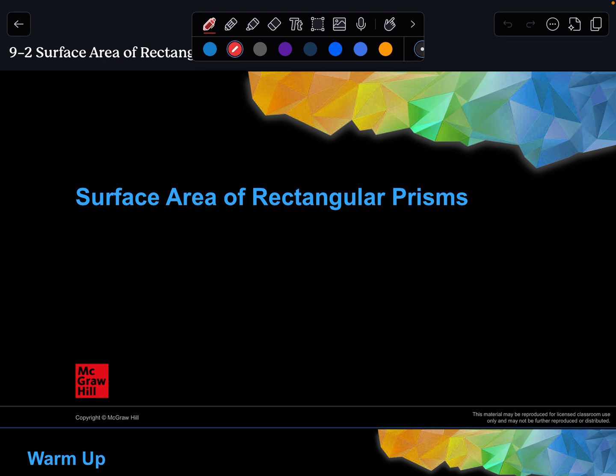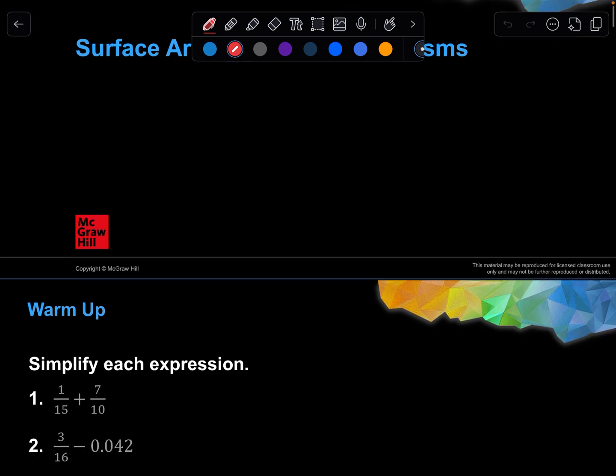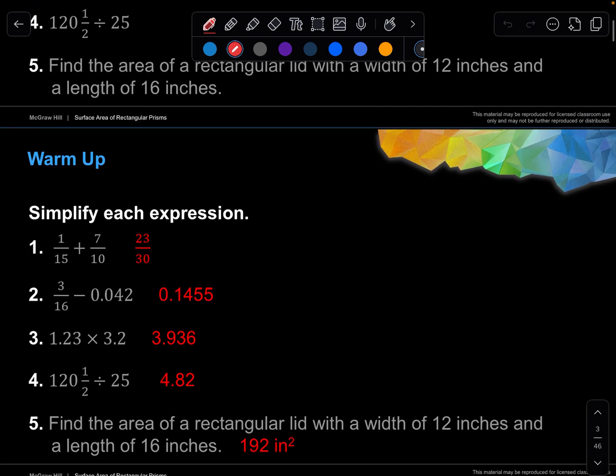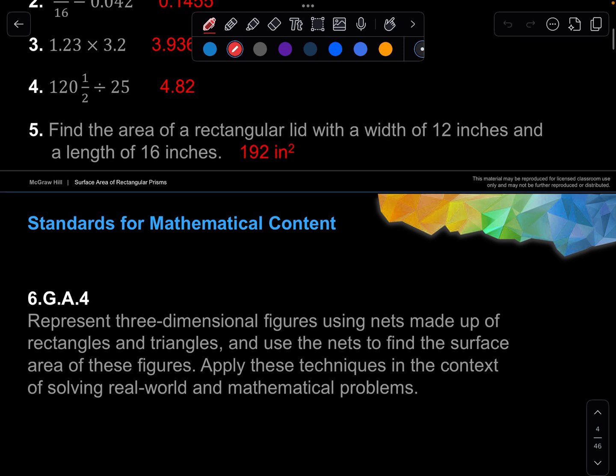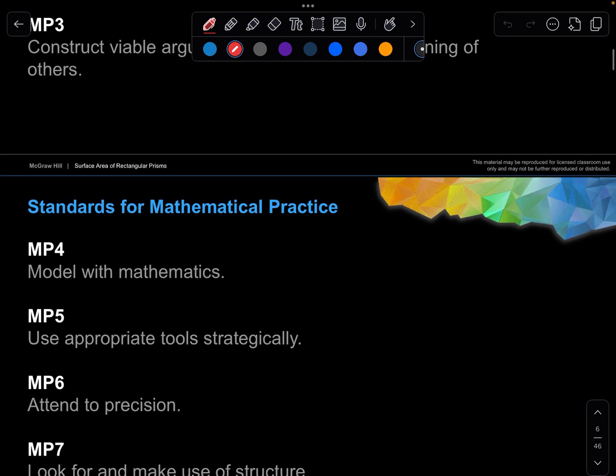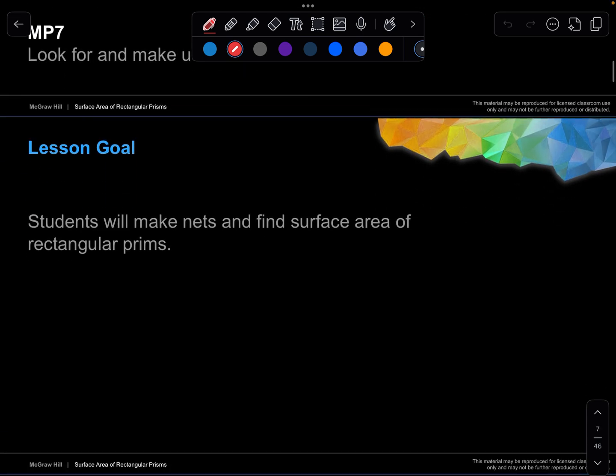Today's lesson is lesson 9.2. We're looking at surface area of rectangular prisms. As usual, pause and do the warm-up on your own, and I'll also share the standards for mathematical content and practices. So pause this on your own to read them through. Today's goal is to make nets and find surface area of rectangular prisms.